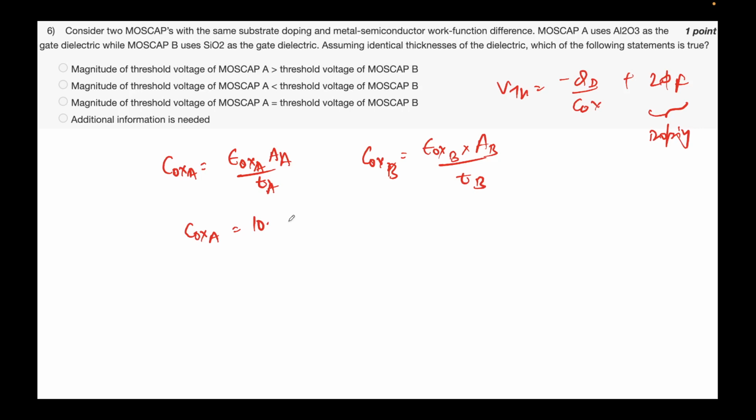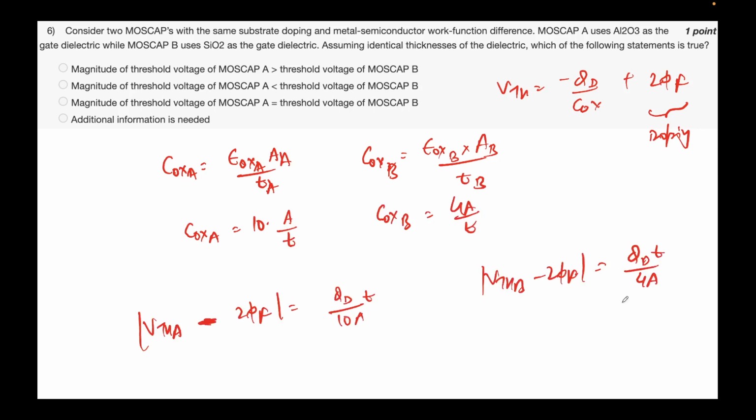So VTH A, let's say VTH A minus 2 phi f, this magnitude will come out to be Qd, put the value of Cox over here, 10 A by T, and VTH B minus 2 phi f, its magnitude will come out to be Qd into T over 4A, right? If I'm considering only the magnitudes, so VTH A will be 2 phi f plus mod Qd T by A over 10, and VTH B will be 2 phi f plus mod Qd T by A by 4.